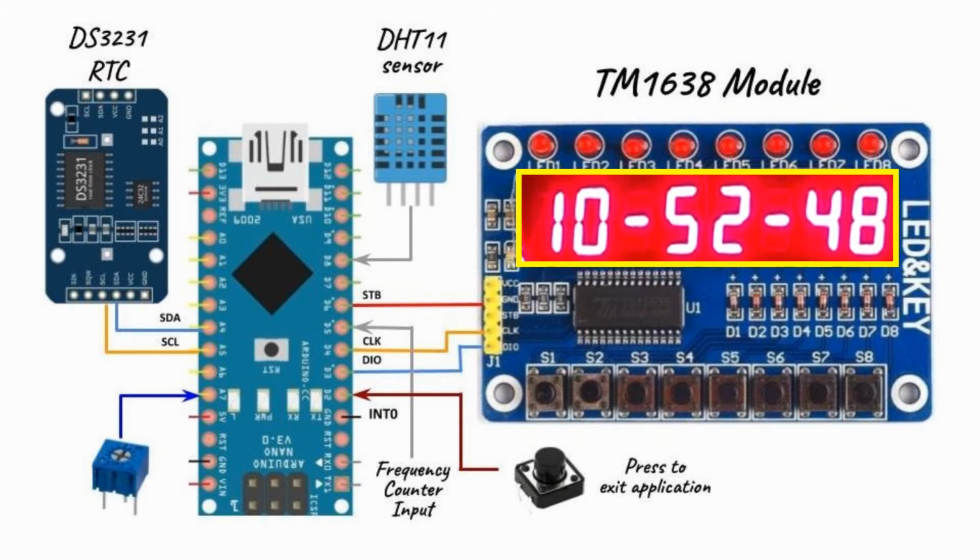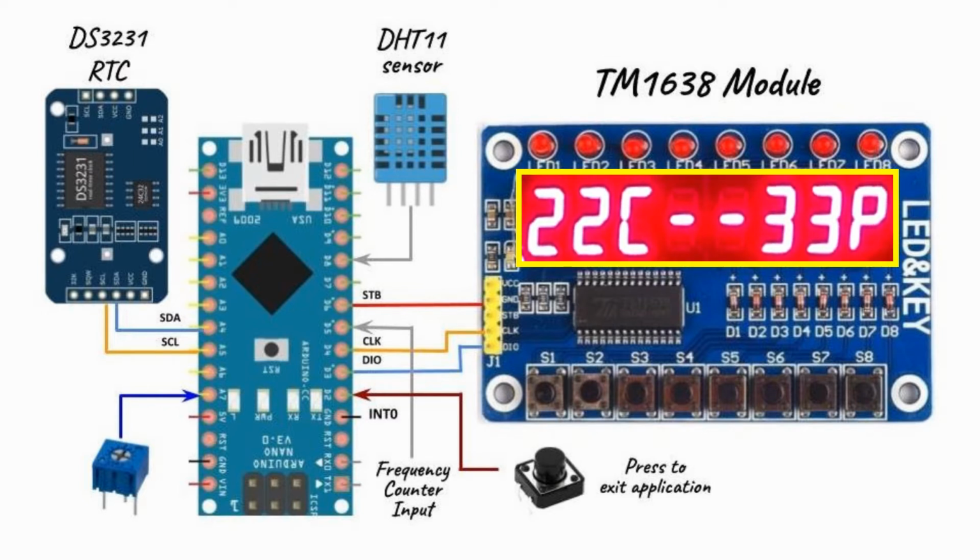Pressing the S1 button will give us the time in minutes, hours, and seconds. We press the exit button to leave the application and press the S2 button to see the day, month, and year. Pressing button S3 will give us the temperature and humidity. S4 will give us the frequency counter.